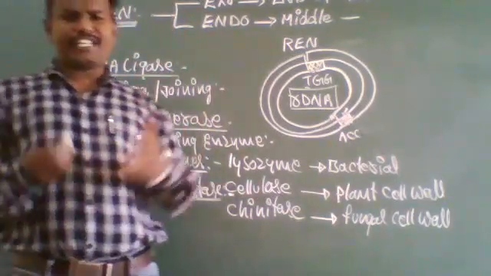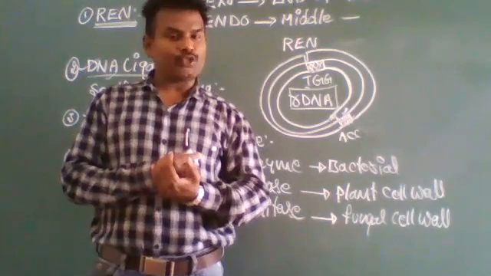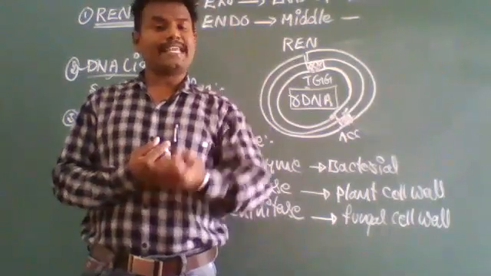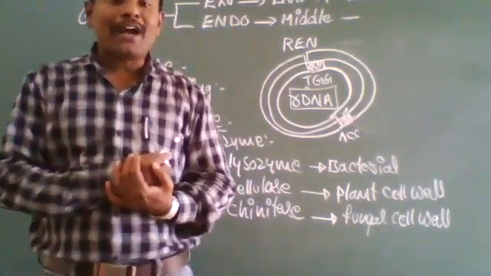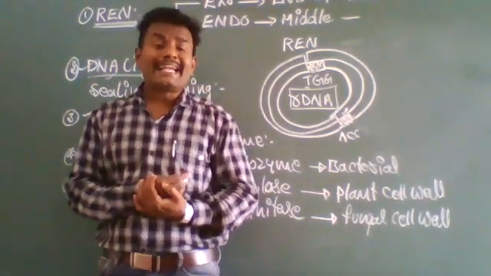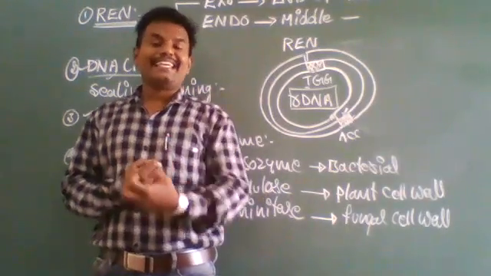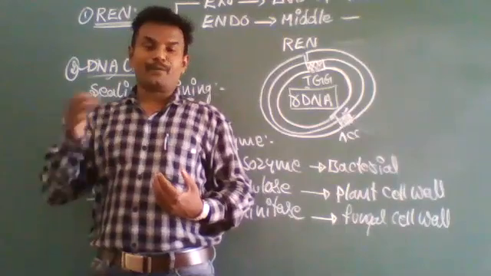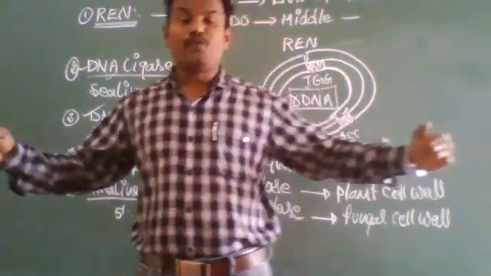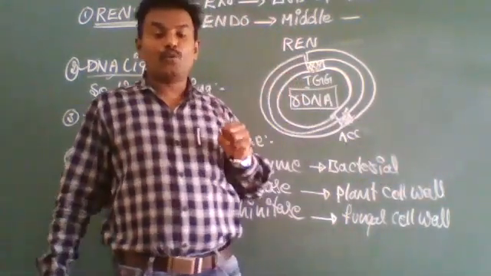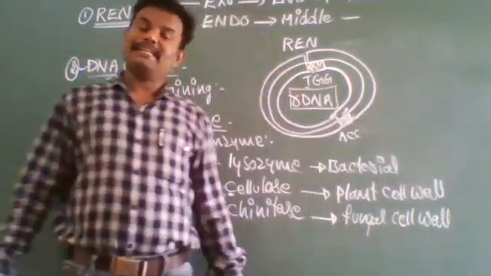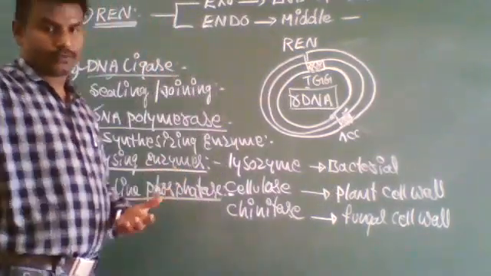About the isolation of DNA, there is a separate topic, separation and isolation of DNA. DNA is not available alone. It is always associated with macromolecules: histone proteins, non-histone proteins, polysaccharides, RNA. It is mixed with them. One by one we have to remove them, and finally isolate a pure form of DNA. That is a separate topic, so we will discuss it in the next chapter.